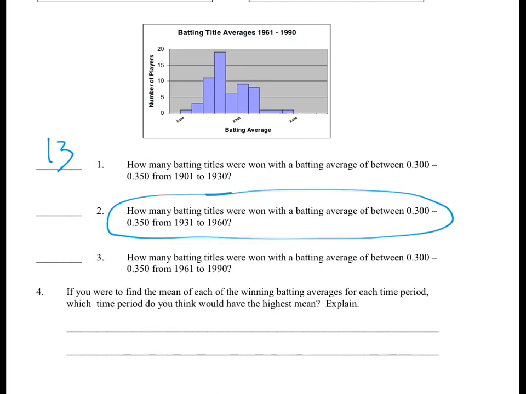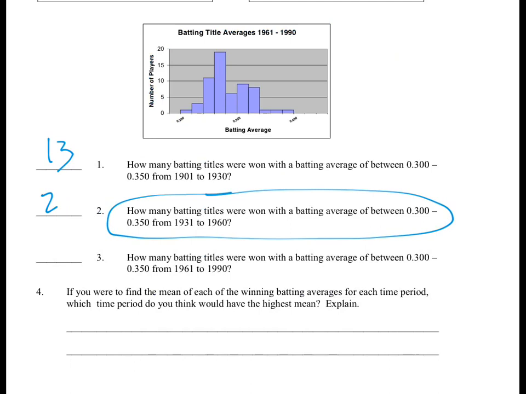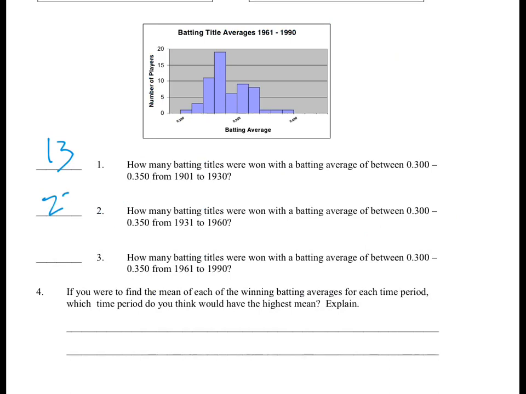How many batting titles are won with the batting average between 0.3 and 0.35 in 1931 into 1960, which is this graph. And again, we're looking from 0.3 to 0.35. And you get how tall these are. And you're going to add them up. I'm going to let you do that first. So go ahead and figure out how tall these are, add up those numbers, and that should be how many. Okay, I got the other 1, 7, 4, and 13 tall. If you add those up, you should be getting 25. So I'm going to come over here, 25.